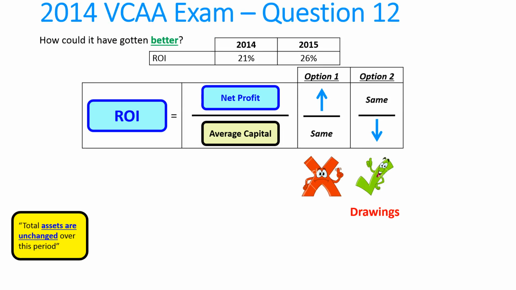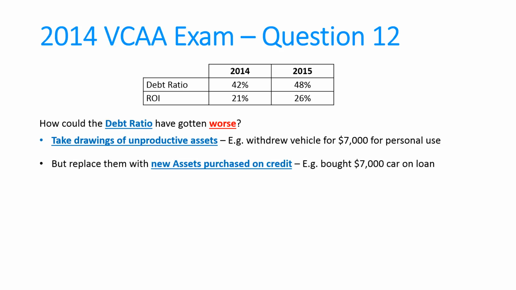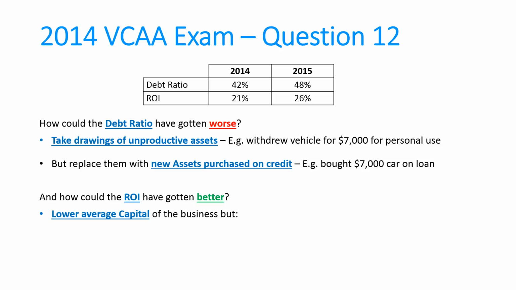So total assets are unchanged, and what that must mean is, let's try and summarize what we've learned. Debt ratio must have gotten worse. How? Two steps. One, took out drawings of assets for ourselves, then rebought new ones on credit. Thirdly, we must have made ROI get better because we lowered the average capital, but we didn't do it through a net loss. We must have done it through drawings.